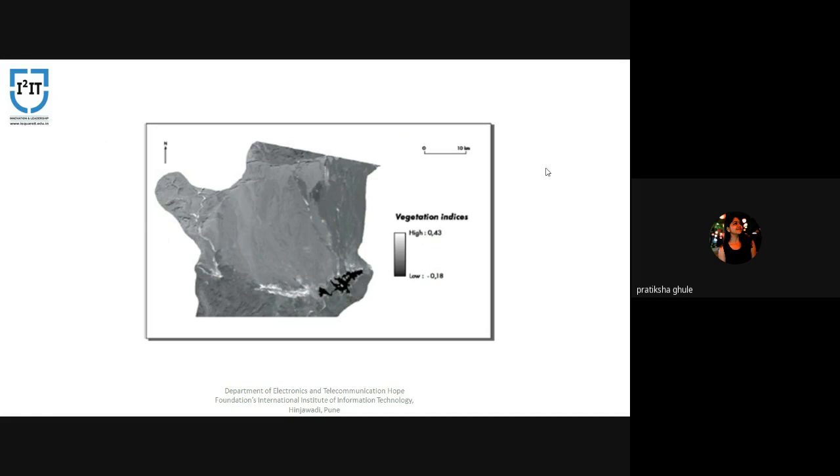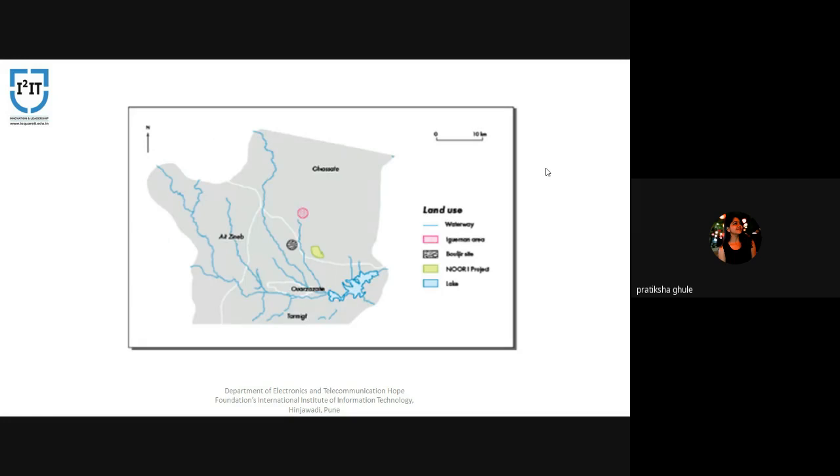Then here you can see the vegetation indices. While installing a project of this kind, we need to consider the natural resources or natural habitats that are already there. Here you can see the land use. We are neglecting those areas which are already natural habitat.